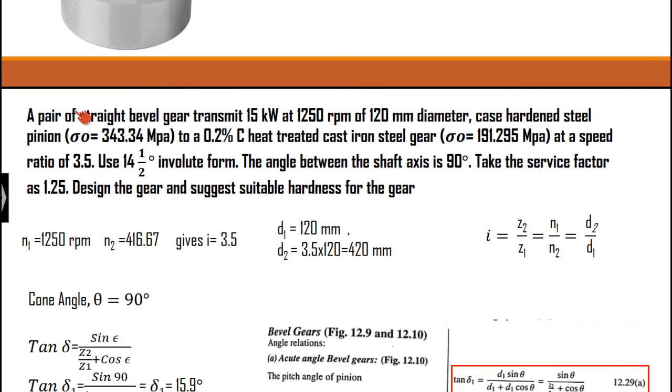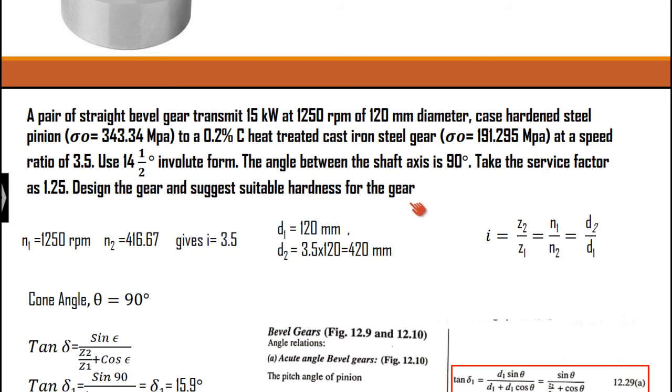The question is this: a pair of straight bevel gears transmits 15 kilowatt at 1250 rpm, with a 120 mm diameter case hardened steel pinion. The stress value is given as 343.34 megapascal. The gear is a 0.2% carbon heat treated cast steel gear, and the stress value is given as 191.295 megapascal, at a speed ratio of 3.5. Use 14.5 degree involute form.